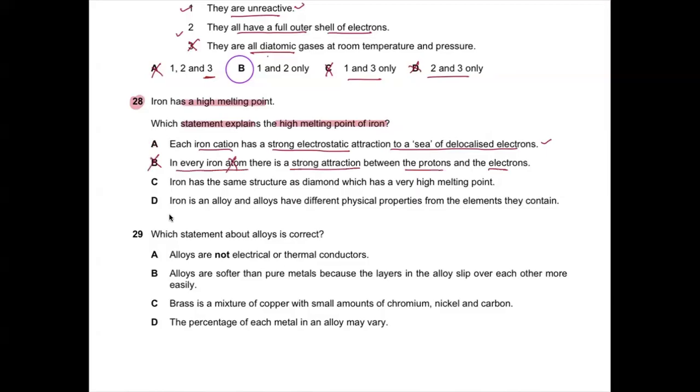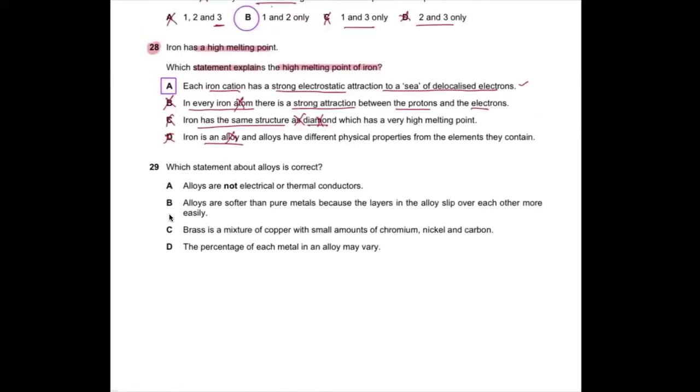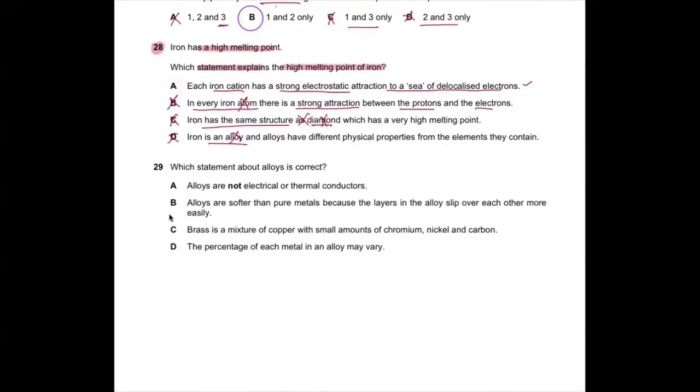So B goes wrong. Iron has the same structure as diamond? Not at all. Iron is an alloy? No. So B, C, and D are completely wrong. So that means that the first statement is the explanation. If we read, each iron cation has a strong electrostatic force of attraction, then the melting point would be high.